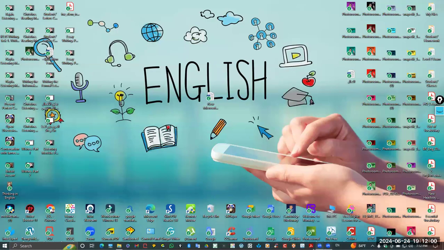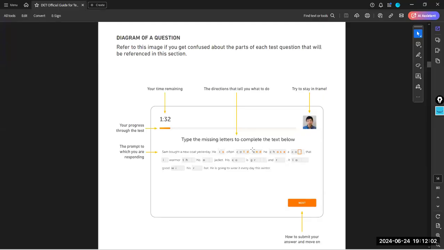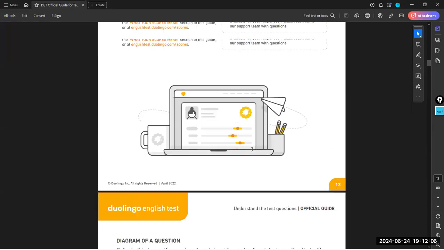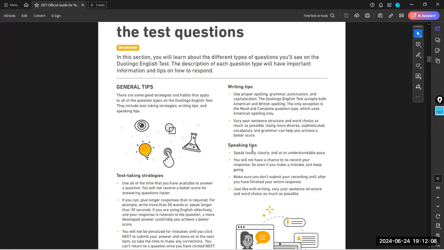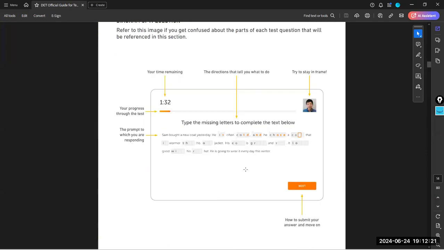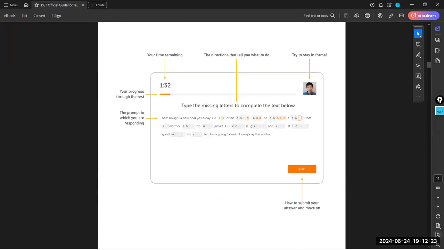Okay, I need to tell you something. This is read and complete, absolutely. But let me scroll up and show you something. We said, Malak, that the American accent and the British accent are both correct, except for what? The read and complete question type. This is read and complete. You have only to consider the American accent.